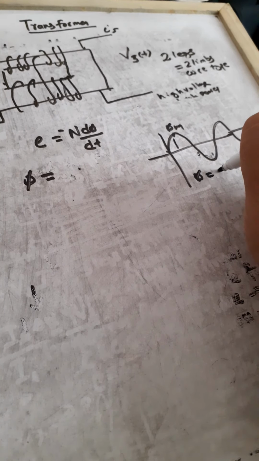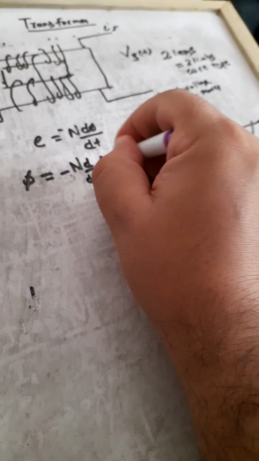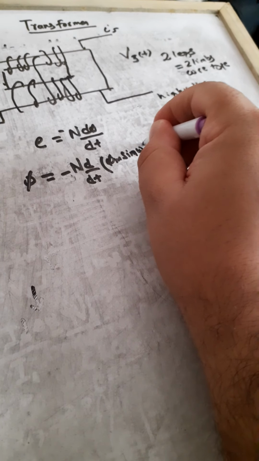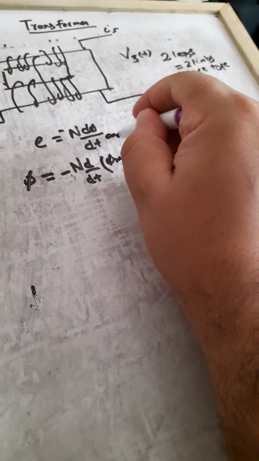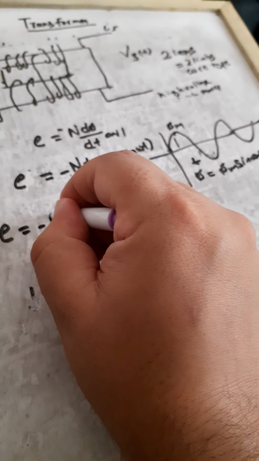How do you represent this flux? You will represent this flux in terms of phi m: phi m sine omega t, where this is your variation with t. So now you have minus N d by dt of phi m sine omega t. This is your equation 1, this is your equation 2. From here you can easily arrive at the EMF equation of a transformer, where N is the number of turns.